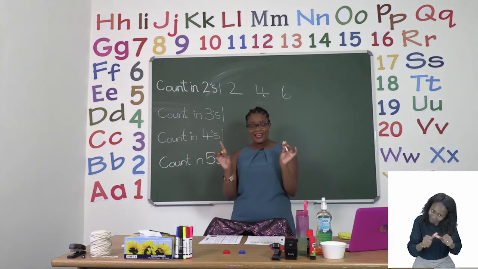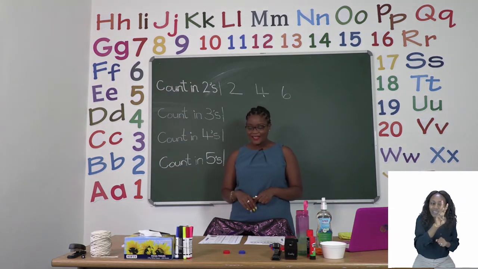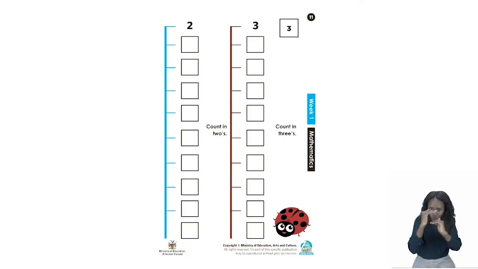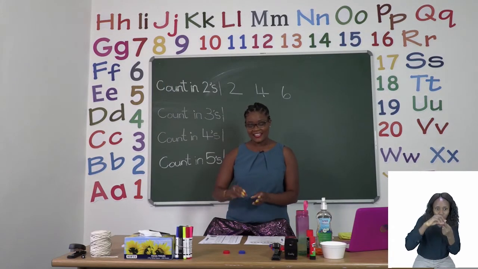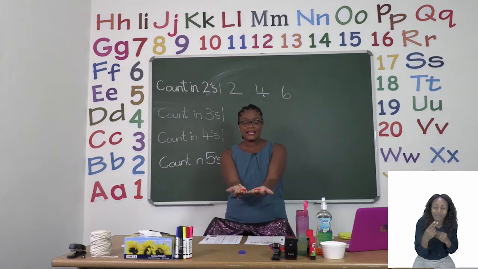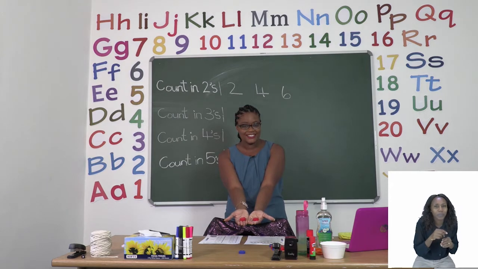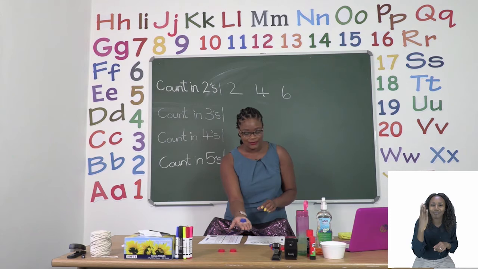Let's move on to counting in threes. Take a look at your exercise. We have a column that says counting in threes. So we're going to do the first 3 together. That means I need to add another red counter. Let's take a look at the next one. So we have now how many? 2 red counters, and then we have our answer counter.